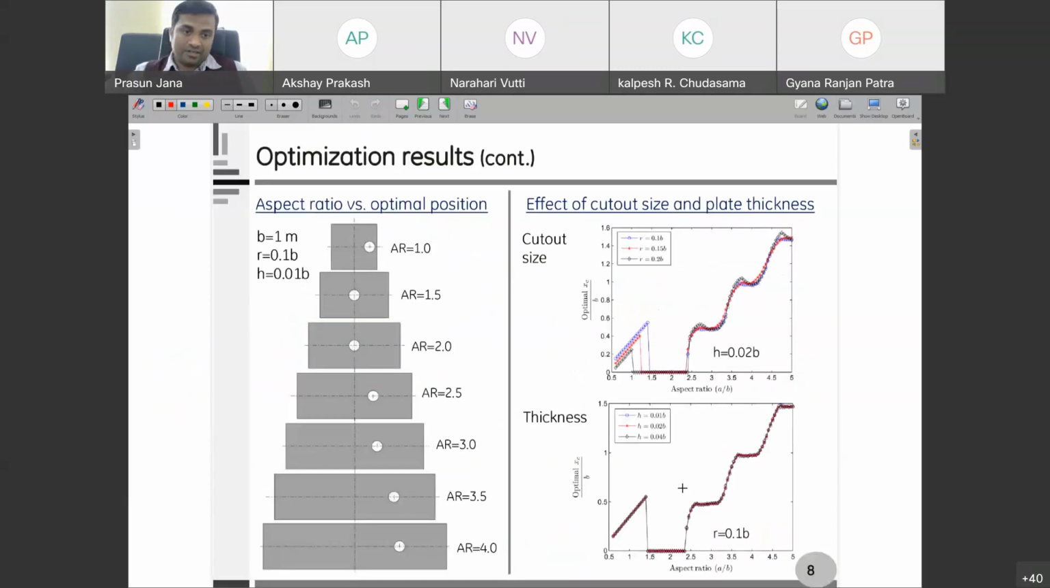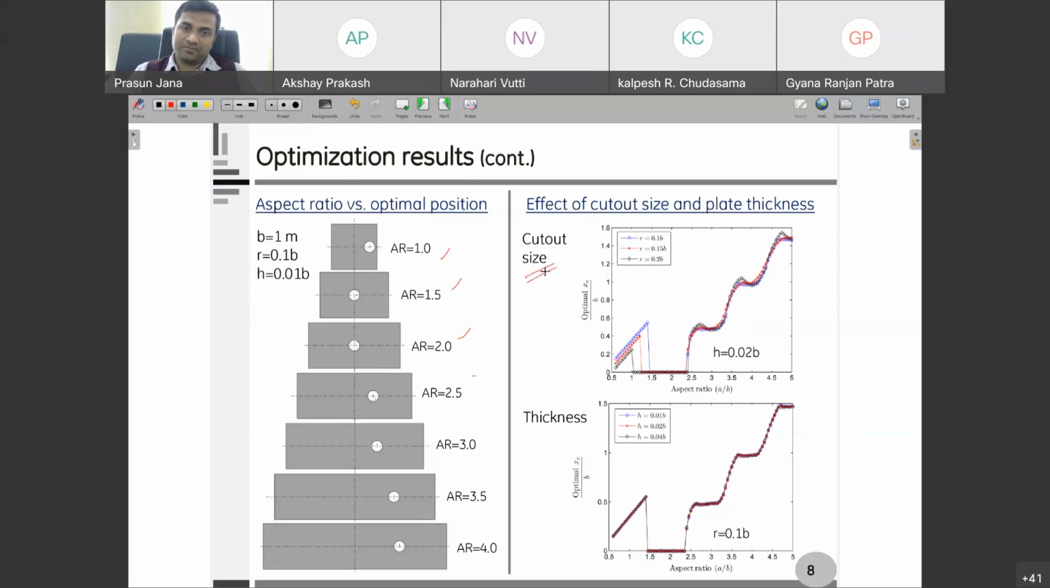This is another way we can show the optimal locations. As the aspect ratio varies, you can see it was here at the edges, then moving to the center, then going away from the center, but it is not going in a very uniform way. Sometimes it is near the center, sometimes it is near the edges. So that way you will get some curve, which we have seen earlier.